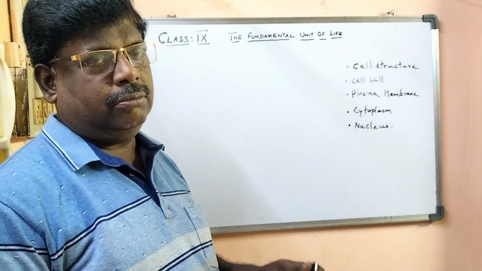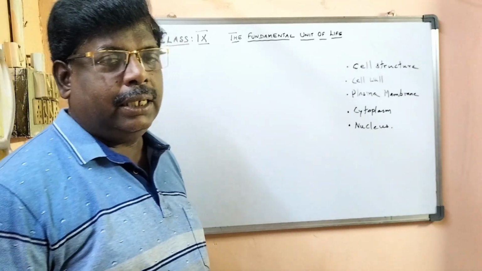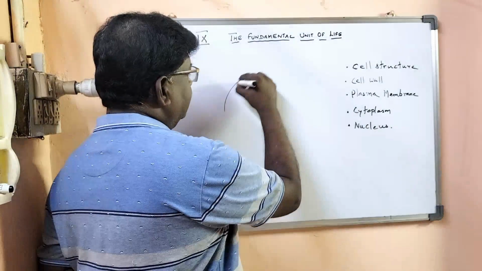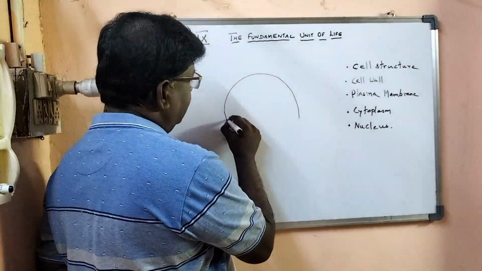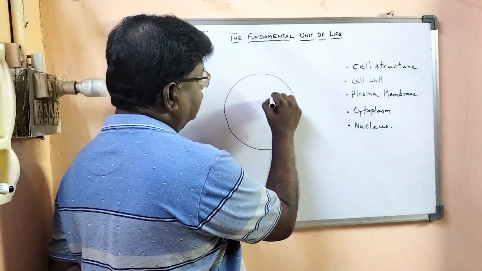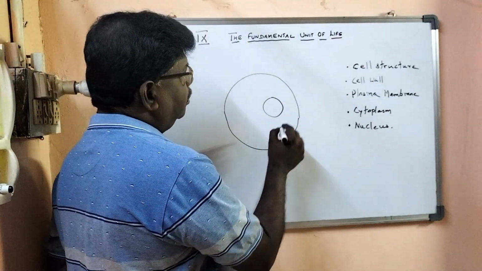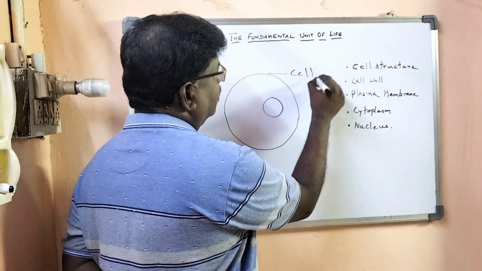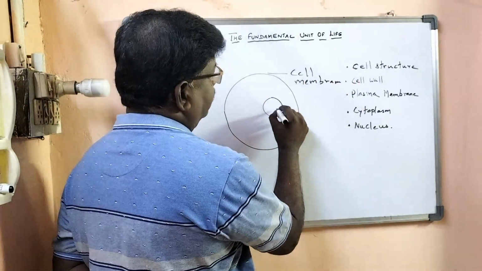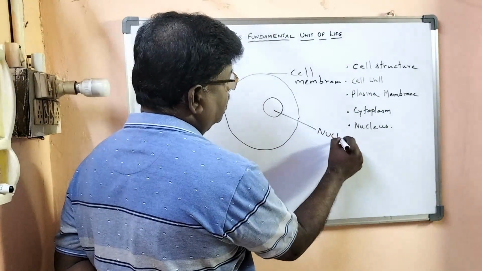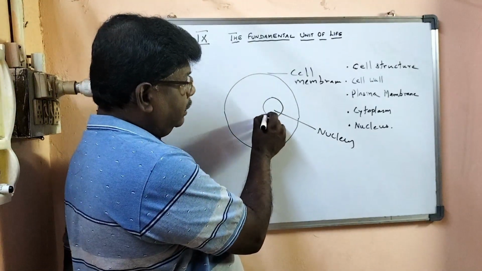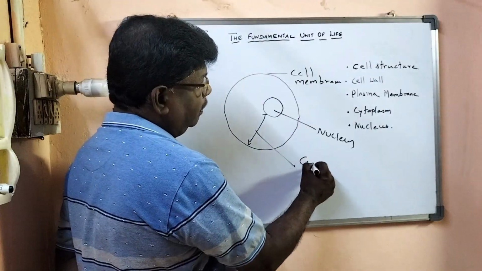First, cell structure. Whether it's plant cell or animal cell, three basic things are very common. The cell will have a cell membrane. Then it will have a nucleus, right? This is the cell membrane, this is the nucleus, and the distance between the nucleus and the cell membrane, this distance, is full of cytoplasm.